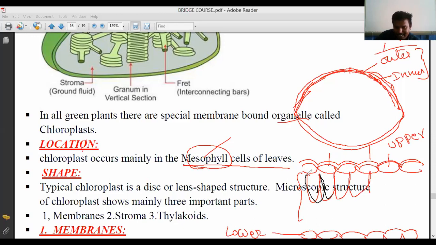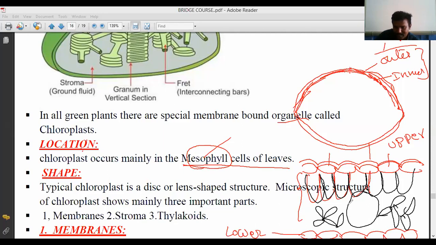This is palisade parenchyma, and in the middle, vascular bundles. Here, sponge parenchyma, like this way. So in between the upper and lower epidermis, there is a gap. This gap is called mesophyll tissue. In this mesophyll tissue, there are palisade parenchyma and spongy parenchyma.